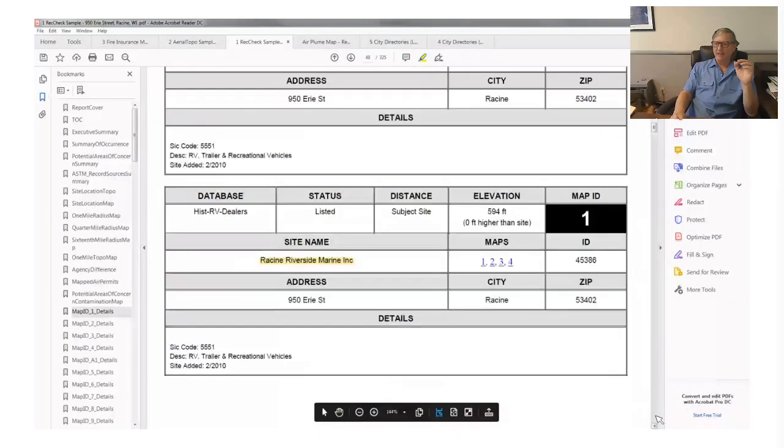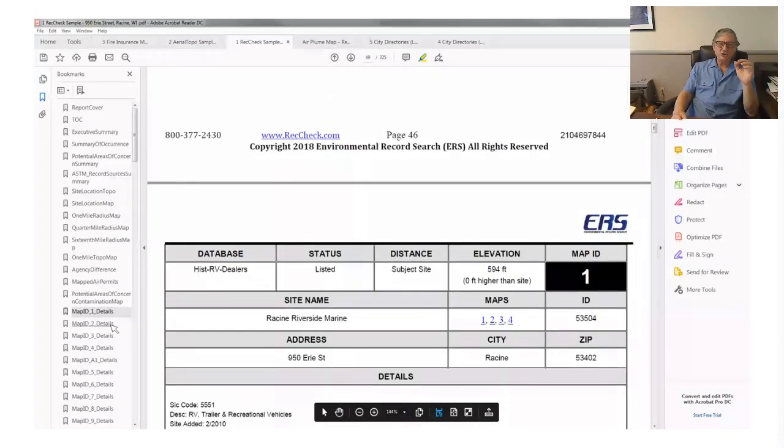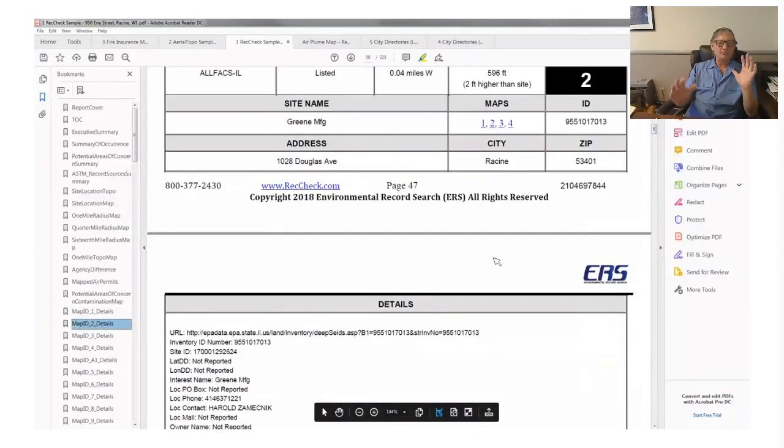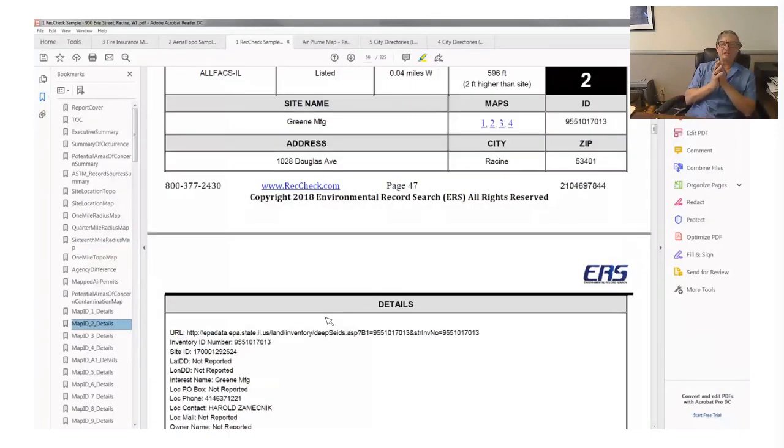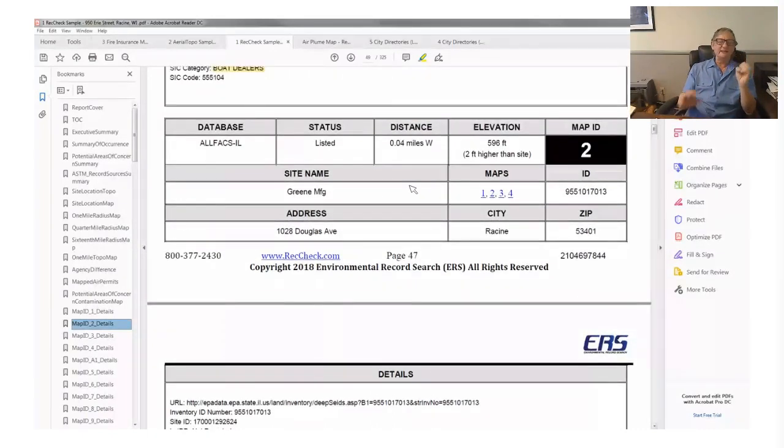Okay, so let's go back and let's look at number 2 real quick. Remember, we can jump around to the maps. We can do all kinds of things in our radius search report. But the real point is you need to do it in an orderly fashion so you get everything you need to do. One thing I want you to note is this listing number 2, which is to the northwest across the street, it's 2 feet higher than my site. So anything spilled on that site or whatever is going to go to my site.